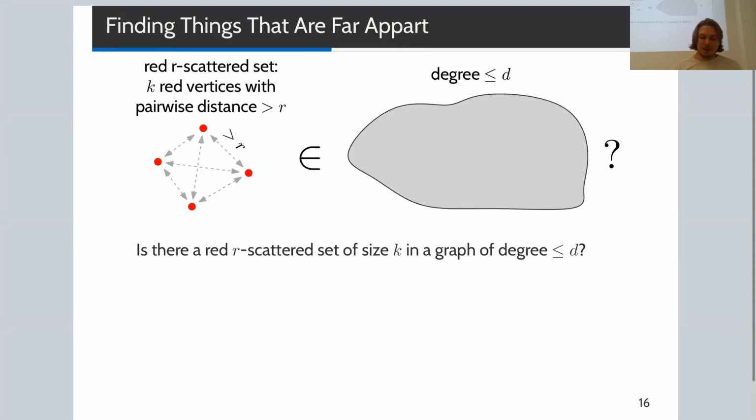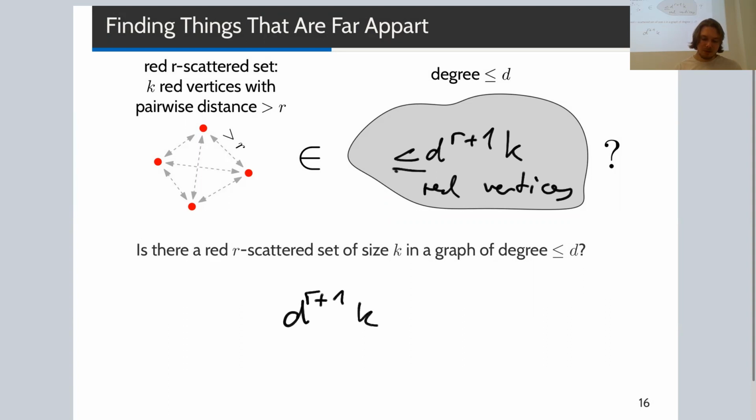Okay. And let's first talk about a simple case, that there are at most d to the r plus 1 times k red vertices. So the number of red vertices is bounded by d to the r plus 1 times k. Then we can use a simple brute force algorithm. We enumerate every subset of k vertices that is red. So there are d to the r plus 1 times k, choose k, such subsets of k vertices, and then we check whether they are scattered. And this is all we need to do in this case. We can use brute force, and this is now a function of d, k, and r, and everything is fine.